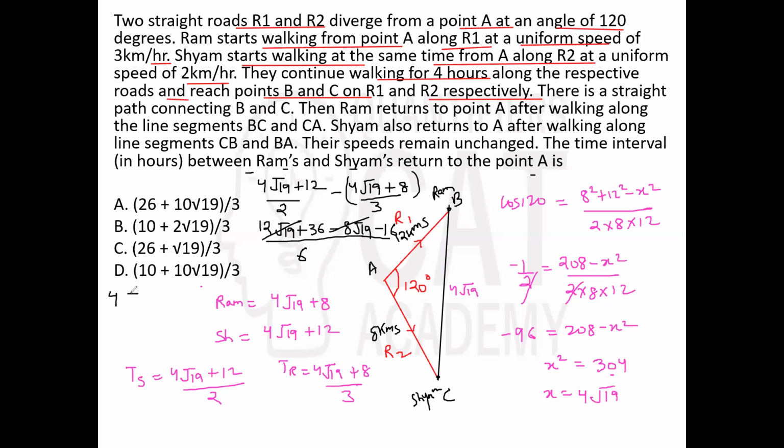So I'll write it here. I'll get 4 root 19 plus 20 divided by 6. See, we can take 2 common from top and bottom. Taking 2 common, here we'll be left with 2 root 19 and here we'll be left with 10, and the denominator will become 3. So the final answer will be, students, 2 root 19 plus 10 by 3. Okay, 2 root 19 plus 10 by 3. So option B is the correct answer.